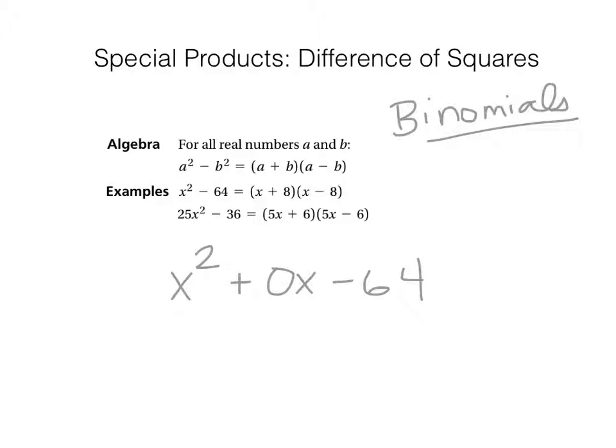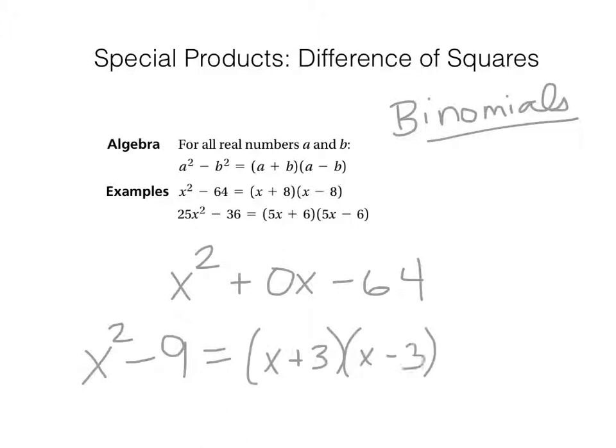But to factor a difference of squares, it's actually a lot easier than that. What you're going to do is look at it and say, are they both perfect squares? Yes. Is it a difference? Yes. Take the square root of each one. It's x plus 3 and x minus 3. One's a plus, one's a minus. So we will practice with the special products in class.